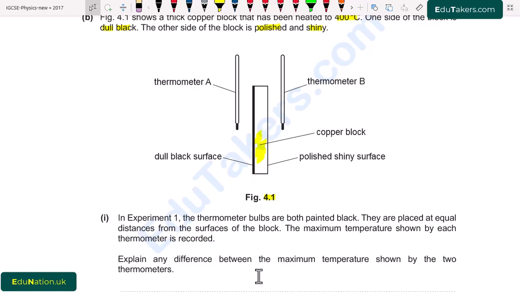So here is figure 4.1. We can see that there is a copper block and two thermometers, A and B. One side of this block is a dull black surface, while the other surface is a polished shiny surface. The thermometer A is placed on the side of the dull surface, while the thermometer B is placed on the polished shiny surface.